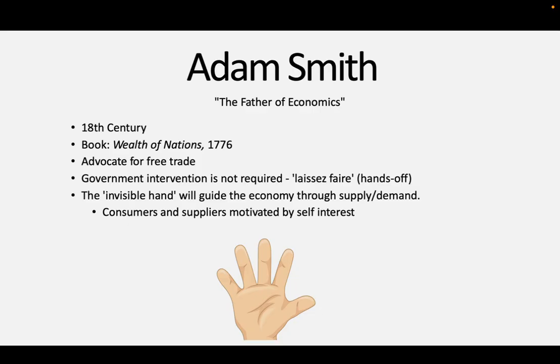He uses an analogy of the invisible hand, which is basically supply and demand, which will guide the economy through, like if there's a surplus or a shortage. Because of this, he did not think there needed to be government intervention for a lot of economic aspects of the economy. He also came up with the idea of capitalism, and he's the father of capitalism: minimal government involvement.